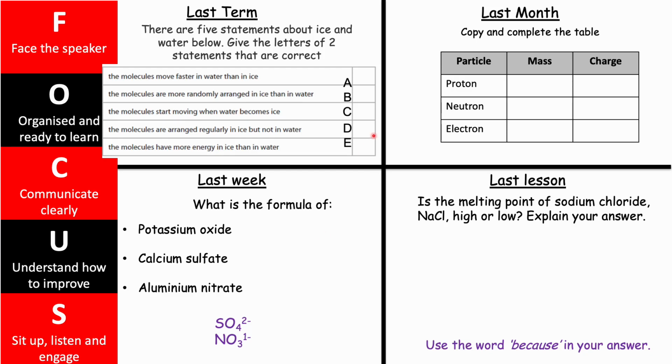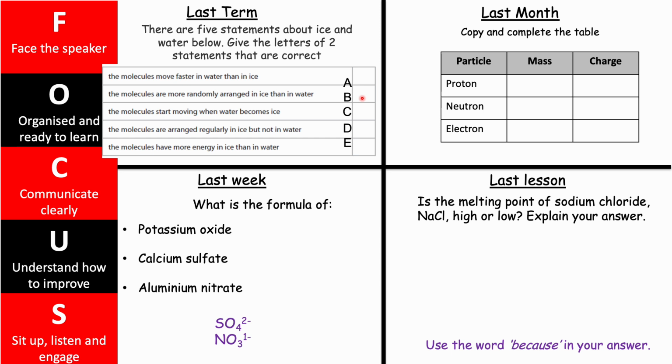Starting with the last term question, it says there are 5 statements about ice and water below. Give the letters of 2 statements that are correct. So if we take each one in turn and decide if they are true or false. A says the molecules move faster in water than in ice. Well, we know that's true because in water, a liquid, the molecules have more energy than they do in ice, a solid. So A is correct.